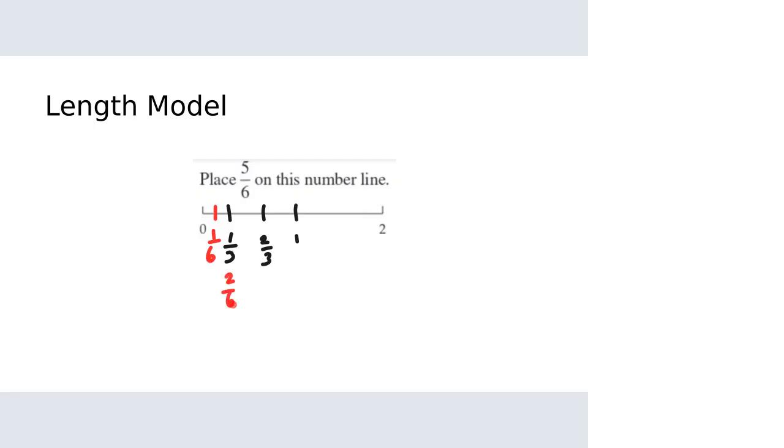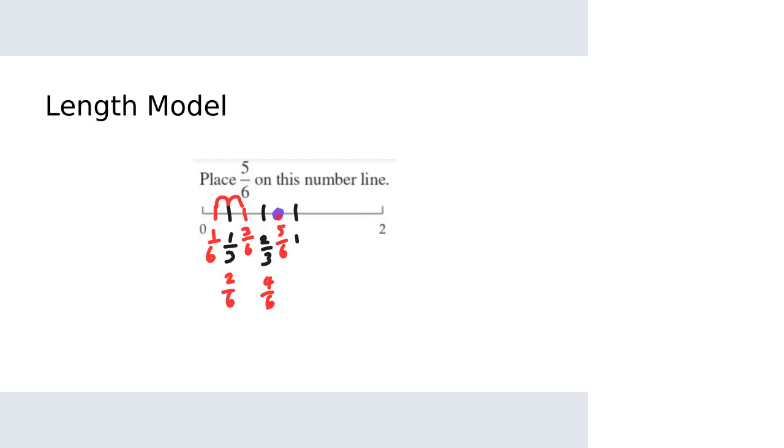And then if I get to here, if that's 1/6, 2/6, this would be 3/6. 2/3, that'd be the same as 4/6. And then here is where 5/6 would go. And if I want to indicate 5/6 on that number line, that's where it would be. And that's a length model type of question. Can you identify where 5/6 would be? And you don't want to just totally ballpark it.